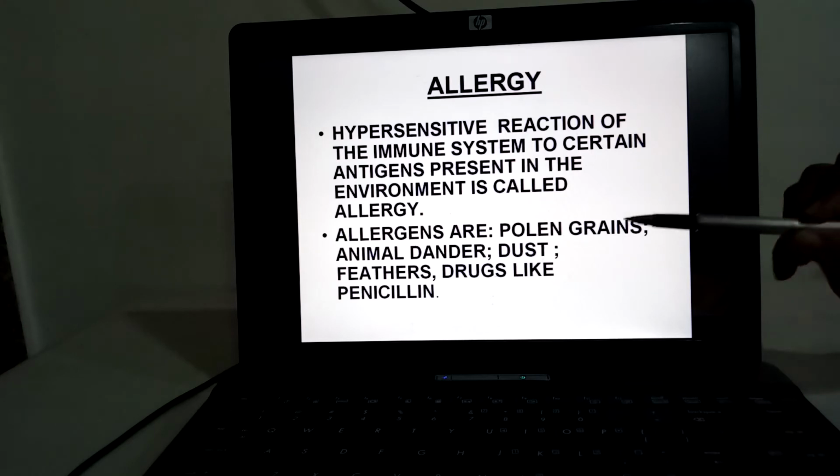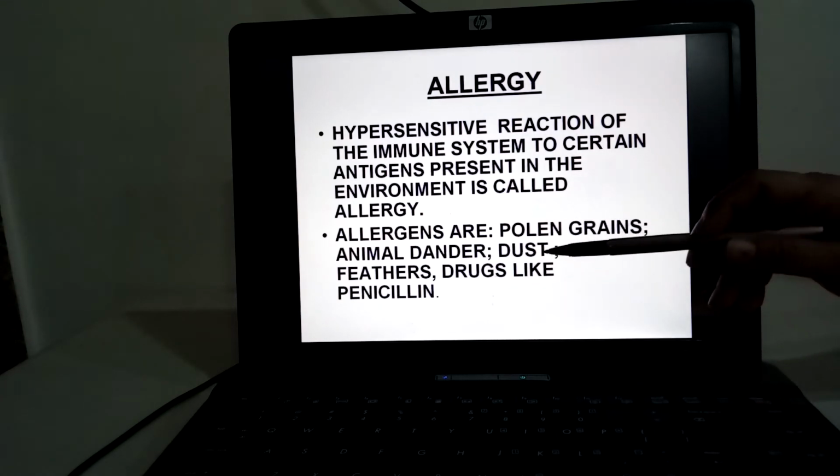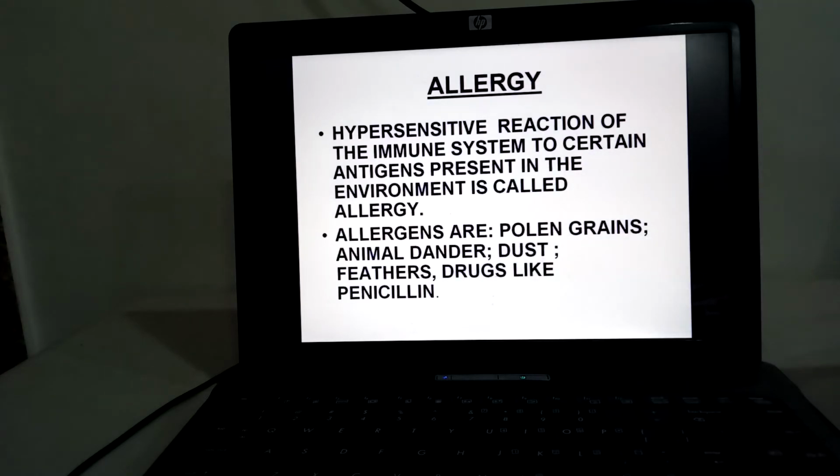For some people, pollen grains can be an allergen. Animal dander means some hair falling out from animals like cat or dog. Dust allergy can be there, feather allergy can be there, drugs like penicillin can make a person allergic. Even sometimes some people are allergic to sulfur drugs also. And in these patients, if penicillin or sulfur is given in any composition of the medication, a drastic reaction is observed in the body. So a person can be allergic to anything.